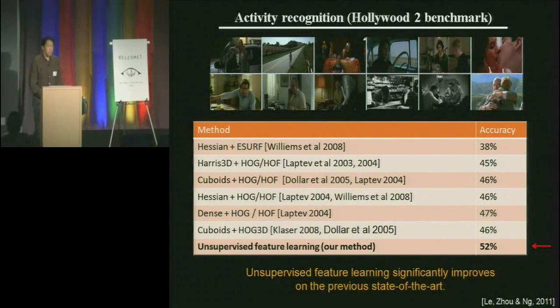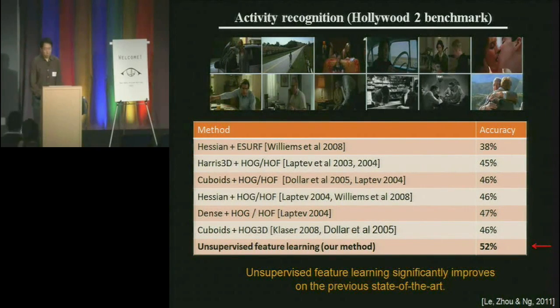So over the last few years, various authors referenced here have developed and used fairly sophisticated algorithms, fairly sophisticated features to do activity recognition on Hollywood 2. And over the last few years, there's been substantial progress. But using unsupervised feature learning, you actually get significantly better results than any of the previous work.